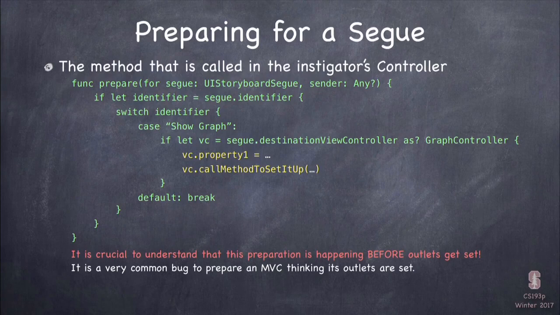So when you're doing VC property 1 equals whatever, VC call method to set it up, okay, at that time, none of VC's outlets are set, so you can't do anything in the UI. So if you're collecting information for what to do in the UI, you're going to have to store them in some vars or something, and then later, either in the did set of those outlet setters, or I'm going to teach about view controller lifecycle next week, there's other methods that happen later that you can be assured the outlets are set. Okay?